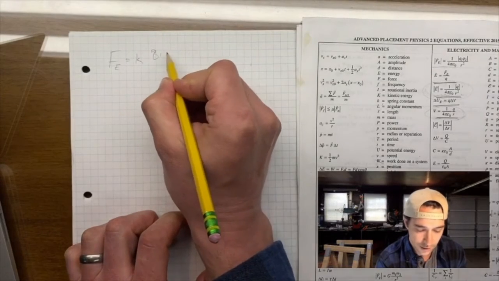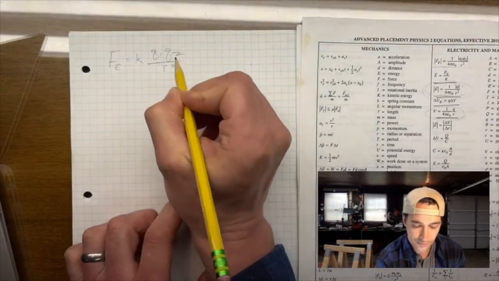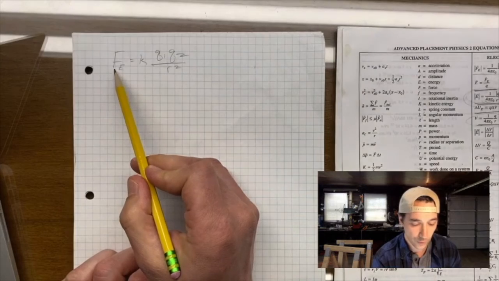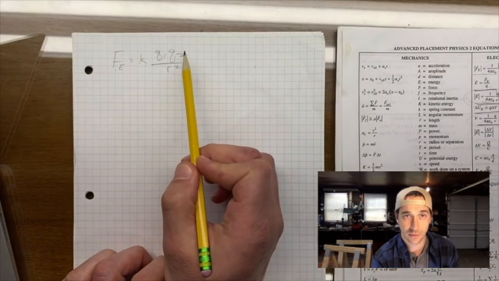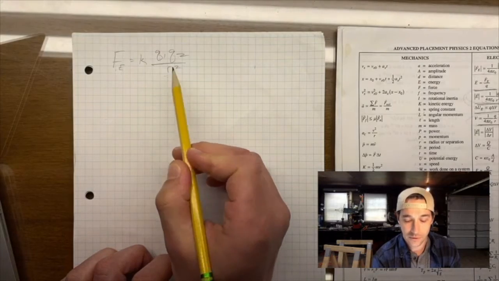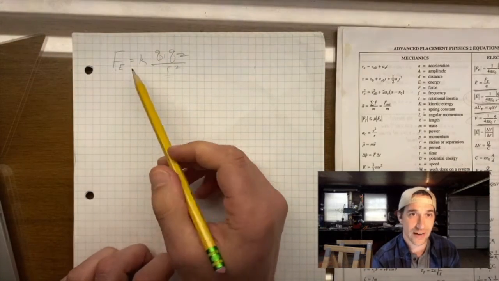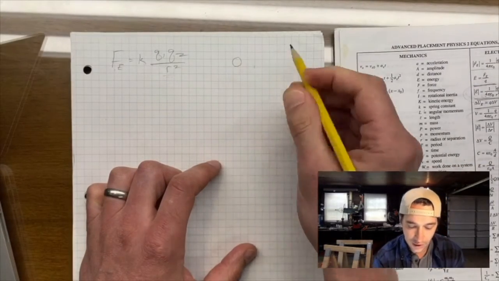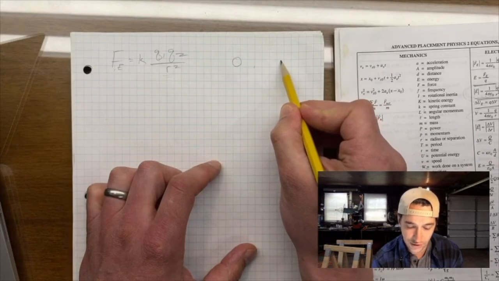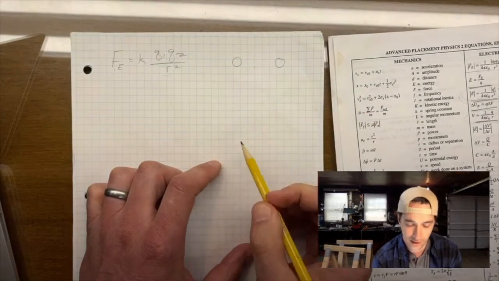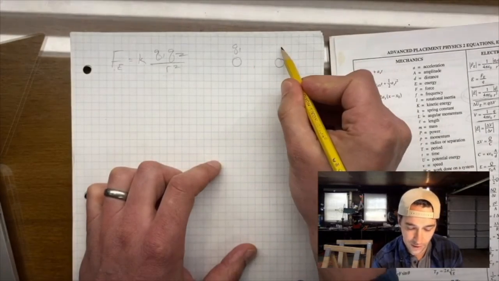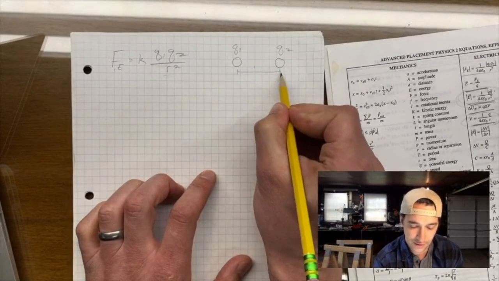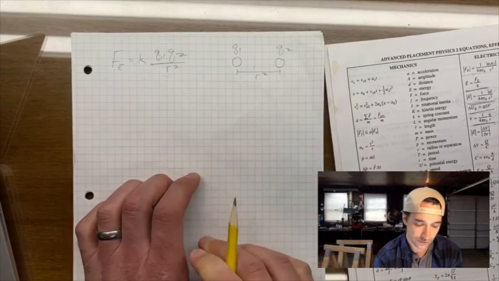K Q1 Q2 over R squared. And let's think about that. This is a very specific formula. This is a formula for force between two charges, at some distance apart. So this is not the equation you use for every single instance of electrostatic force. You have to have two charges. They might even call them point charges in the problem. For now, we're going to draw them as the same size, label them Q1 and Q2, where R is the distance between their centers. And hopefully that's making sense.